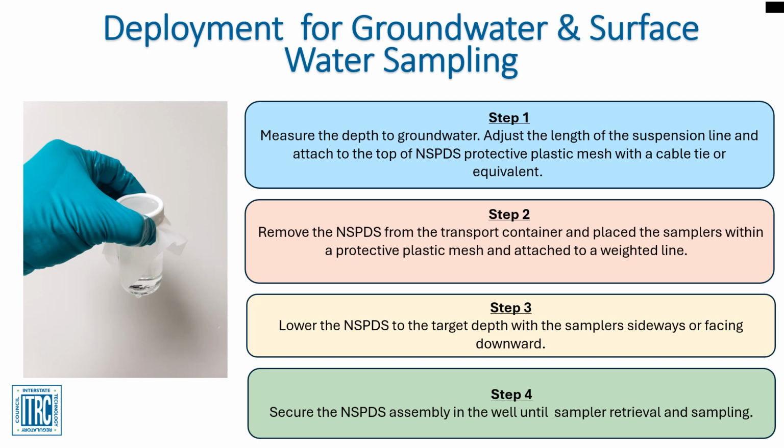When ready for deployment, remove the NSPDS from the transport container, and immediately place the sample bottles into sampling media, minimizing exposure to the atmosphere. It is preferable to deploy the samplers sideways in a well. If sideways is not feasible, deploy it facing downward to minimize mixing as the samplers are brought back to the surface. Carefully place the sampler into target sampling media at a desired location and depth. Ensure your NSPDS assembly is secured to a firm point on land if deploying to surface water.